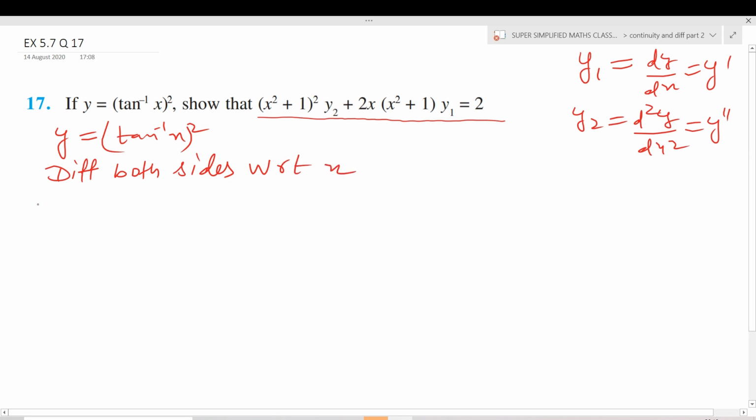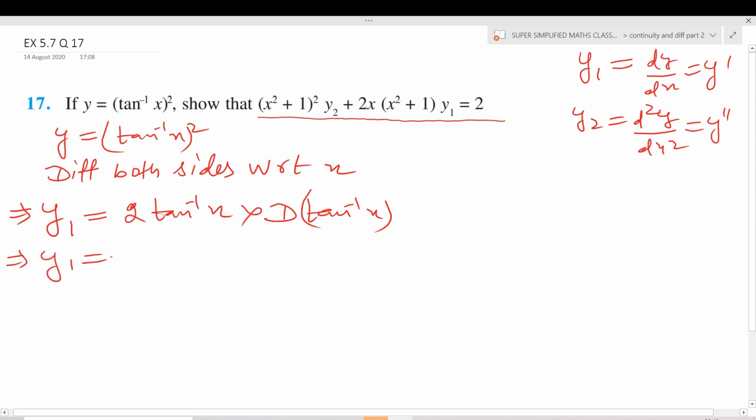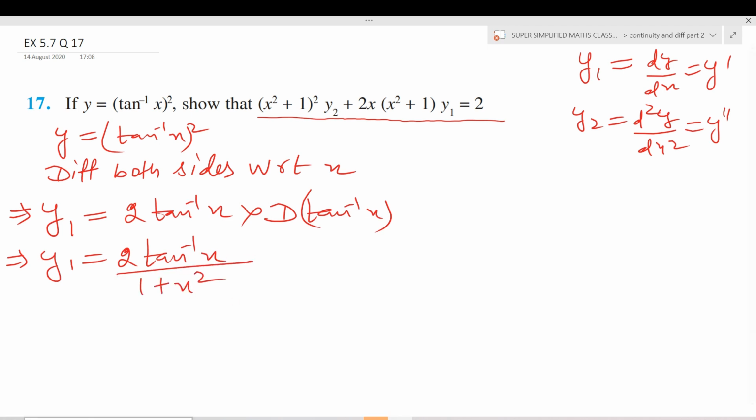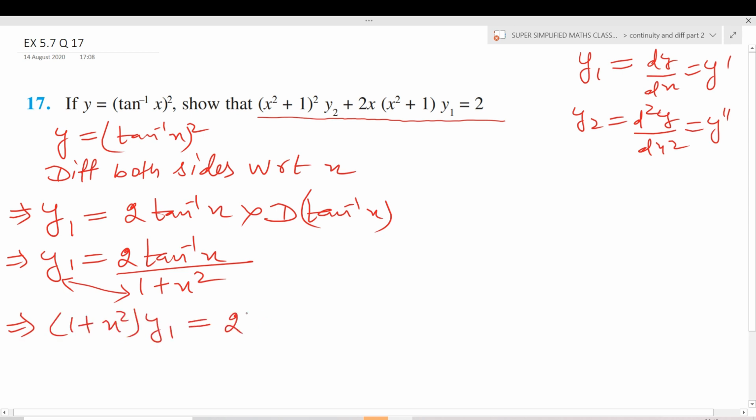So we are denoting the first derivative by y1. We are going to apply the power rule. Derivative of (tan inverse x) whole square will be 2 tan inverse x into derivative of tan inverse x. Applying chain rule, we get 2 tan inverse x, and what is derivative of tan inverse x? It is 1 upon 1 plus x square. Now after this we cross multiply 1 plus x square with y1. So we get (1 plus x square) into y1 is equal to 2 tan inverse x.